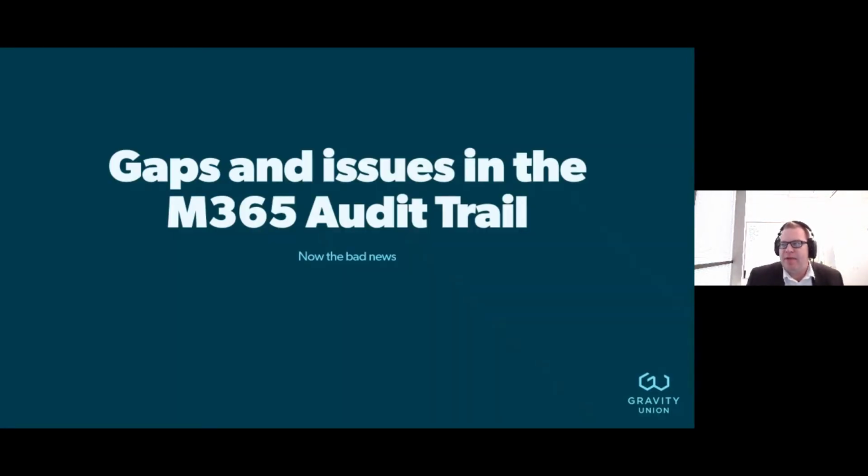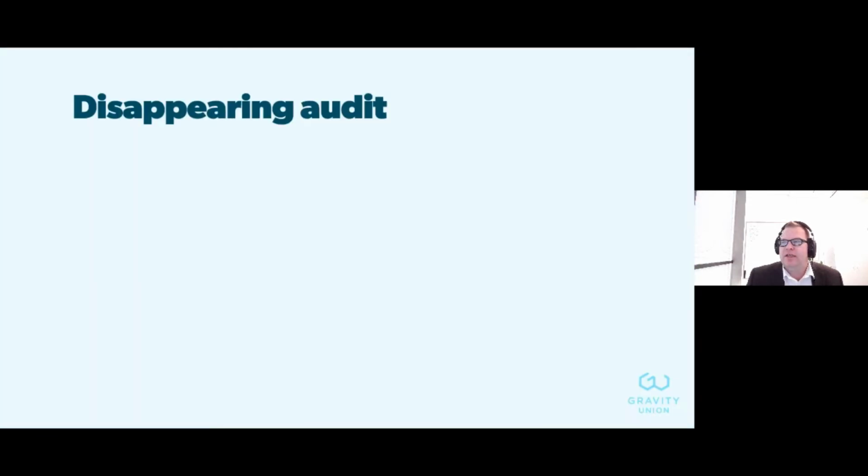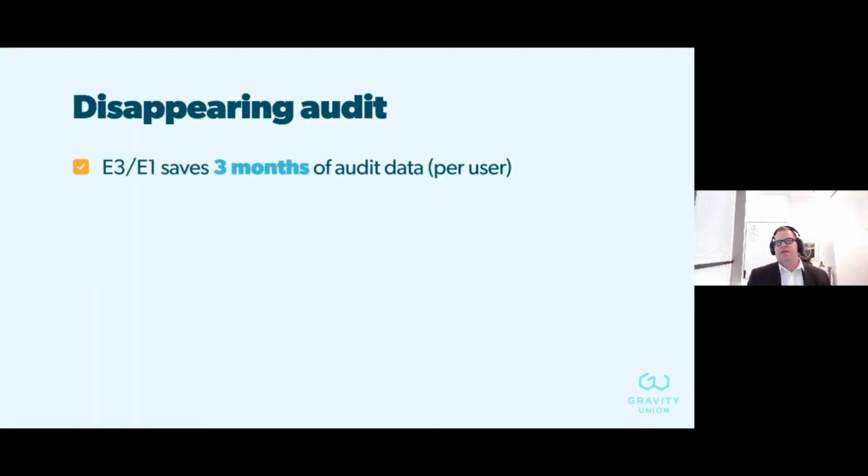So, looking at some gaps and issues in the Microsoft 365 audit trail. There is this sort of disappearing audit. E1 and E3 licenses save the audit trail for 3 months, and that's in a per-user scenario. So if some people have an E5, their audit trail entries are saved for a year. If some people have an E1 or E3, that's saved for 3 months. And then after that, it's simply dropped off, and there's no way to recover the audit trail.